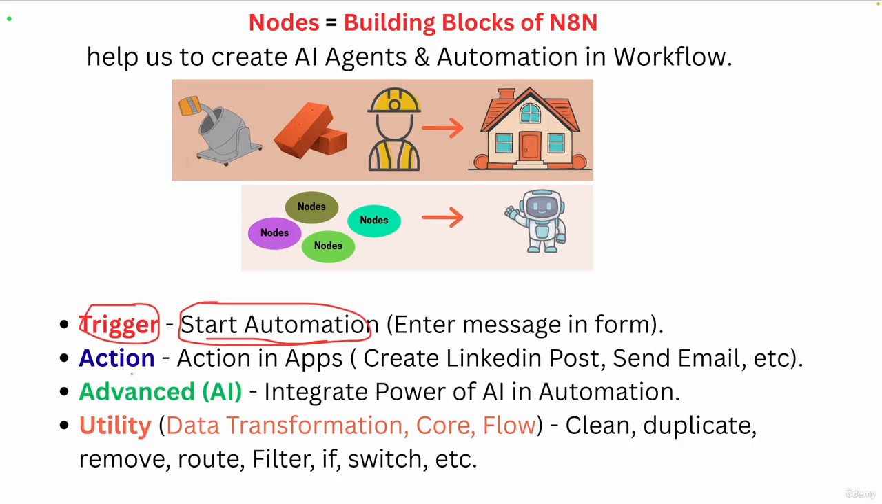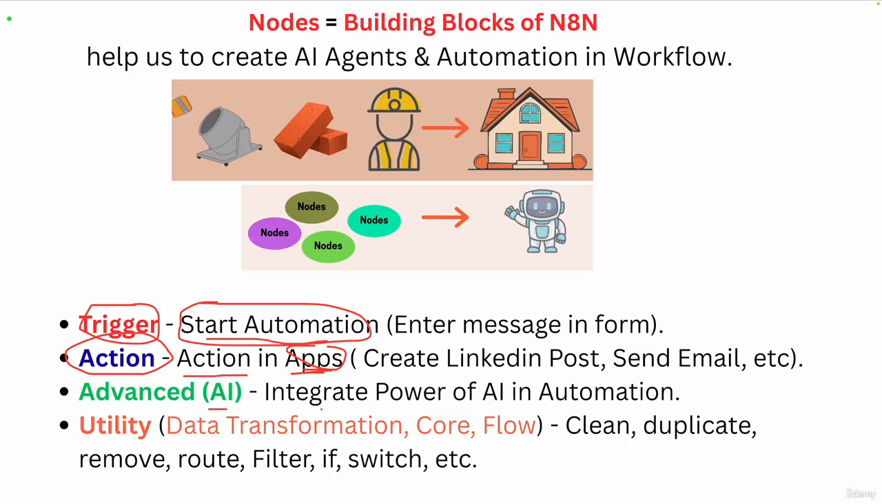Then there is something known as the action node. There are different apps, let's say Gmail, Google Sheets, LinkedIn. All these are considered apps. Whatever activity you want to do in these apps comes inside the action node.